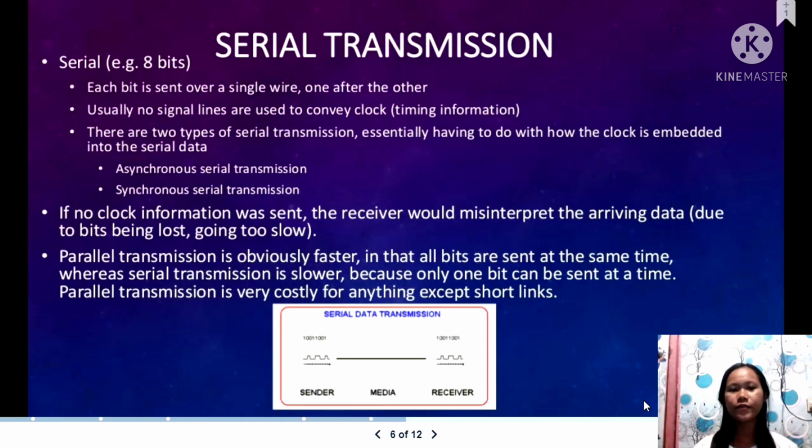If no clock information was sent, the receiver would misinterpret the arriving data due to bits being lost or going too slow. Parallel transmission is obviously faster, in that all bits of data are sent at the same time, whereas serial transmission is slower because only one bit can be sent at a time. Parallel transmission is very costly for anything except short links. So it has the sender, media, and the receiver.